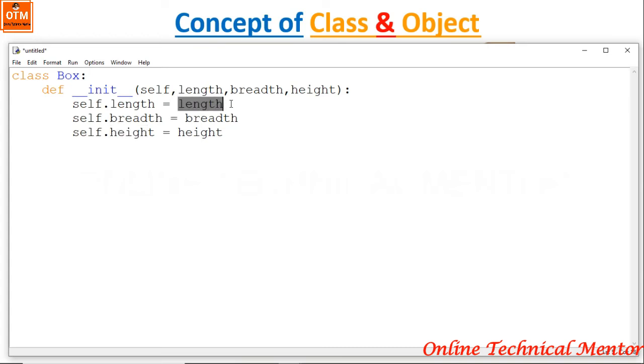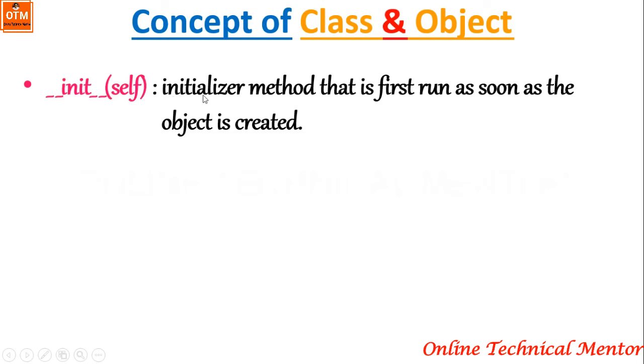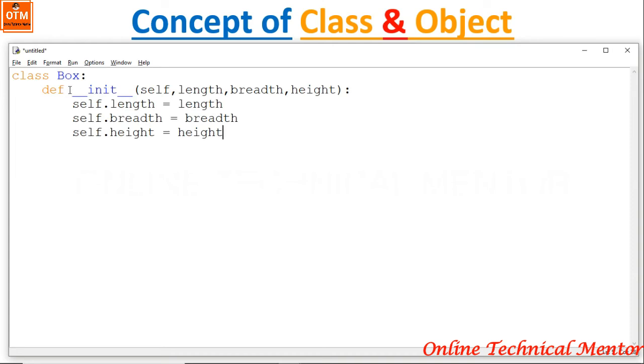And on the right-hand side of the assignment operator, there are also length, breadth and height. These are the local variables. These will receive some values from outside, and that will be initialized within the member variables length, breadth and height. So this init method is called the initializer method, which is run first as soon as the object is created. This is a special function. You do not have to call this function explicitly. When we create an object of this class, this function will be called automatically. This is also called a constructor. That means it constructs all the variables at the time of object creation. And this function is mandatory for all class and object programs.